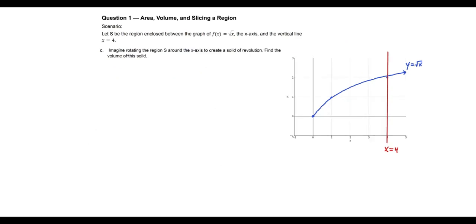Part C here says, imagine rotating the region S around the x-axis to create a solid of revolution. Find the volume of this solid. So anytime you're doing a solid of revolution question, you're either going to use the disk method, the washer method, or the shell method. In this case, we're going to be using the disk method.